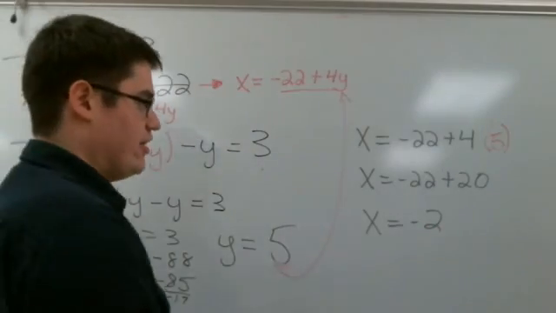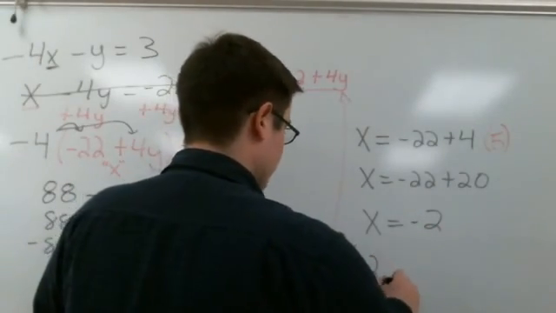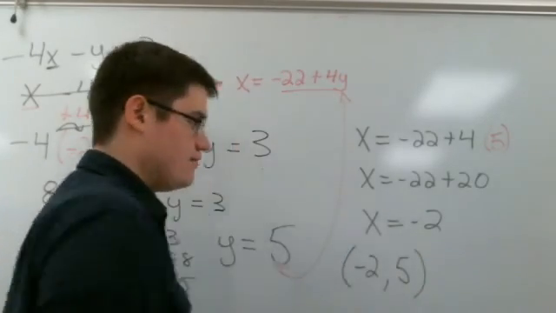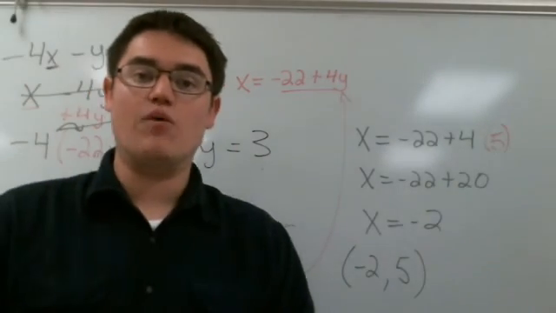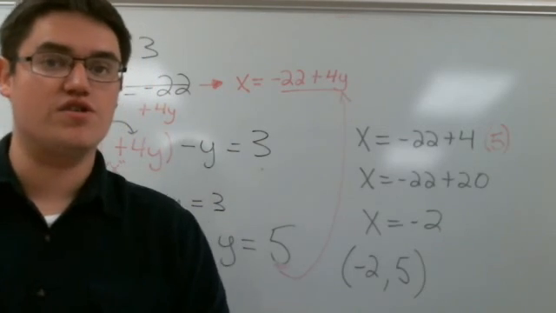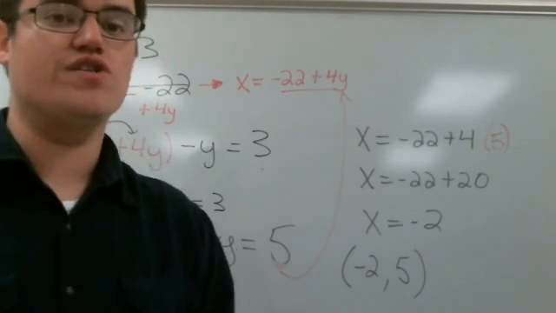And then finally, we just write our answer as an ordered pair, negative 2, 5. And that's how we solve a system of equations with two variables using substitution.